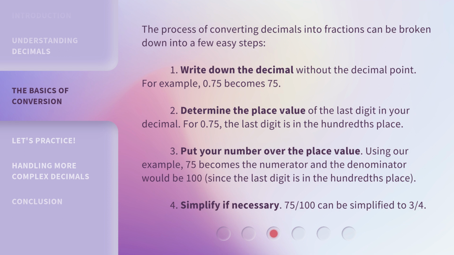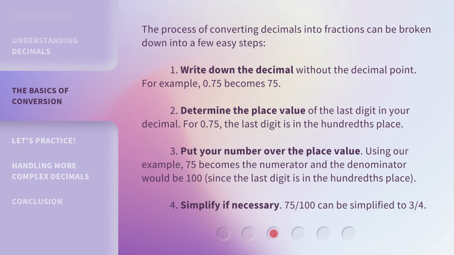The process of converting decimals into fractions can be broken down into a few easy steps. 1. Write down the decimal without the decimal point. For example, 0.75 becomes 75. 2. Determine the place value of the last digit in your decimal. For 0.75, the last digit is in the hundredths place.